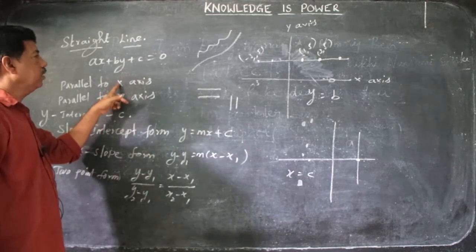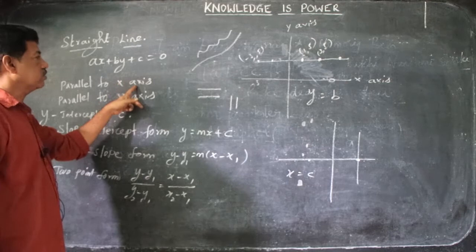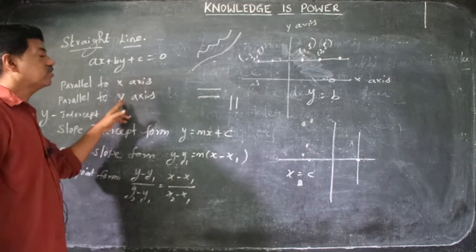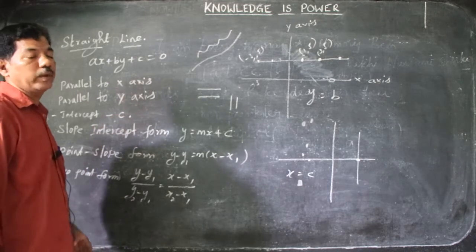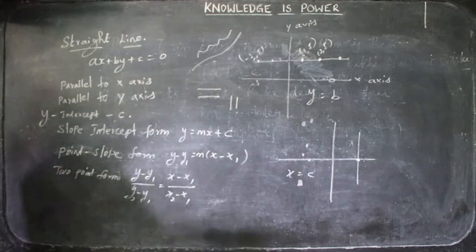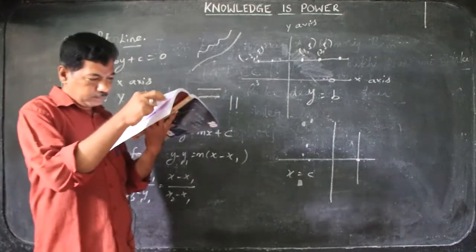For a line parallel to the x-axis, y will be 0 here. Here x will be 0. So we have to arrange a certain equation on that, which is taken on the page. So look at the textbook.